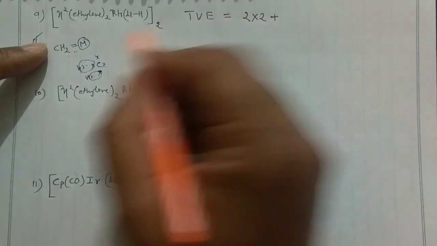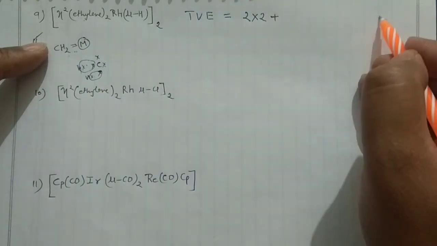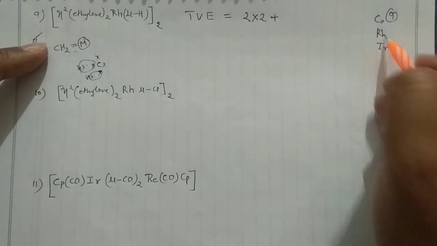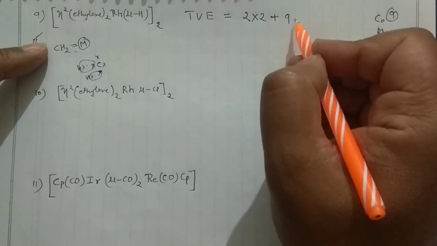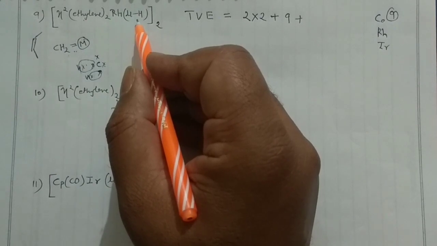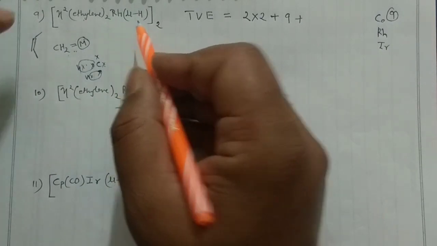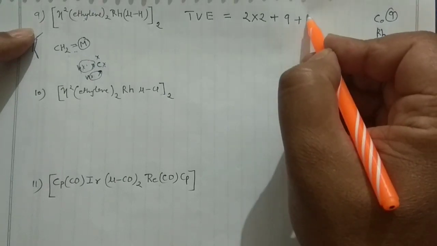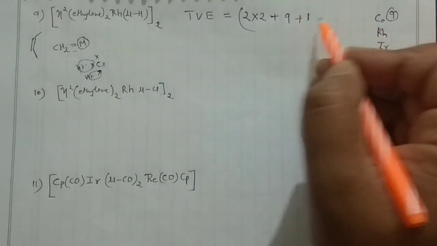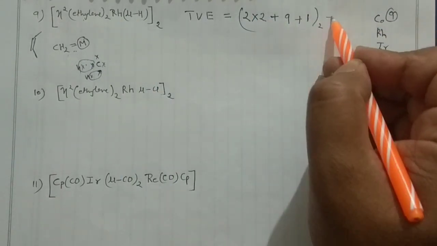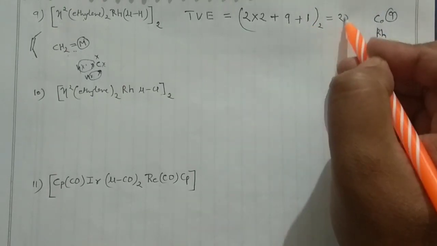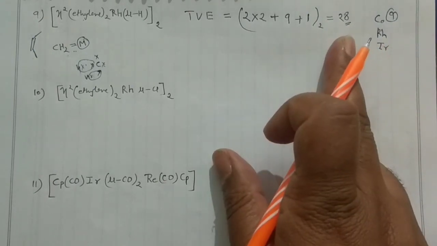Plus rhodium is the partner of the cobalt actually. If cobalt is giving 9 electrons, then rhodium will also give 9 electrons, so you can write 9. And hydrogen is having only 1 electron, so it will always donate 1 electron whether bridged or not bridged. So you can write 1, and then 2 times, so 2 into 4, 10, 14, 2 into 14 is 28. So total valence electrons are 28 actually.